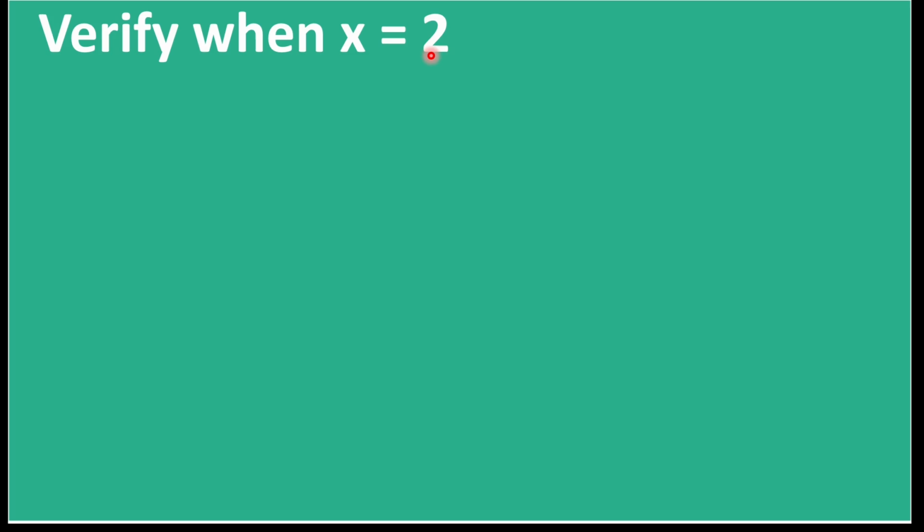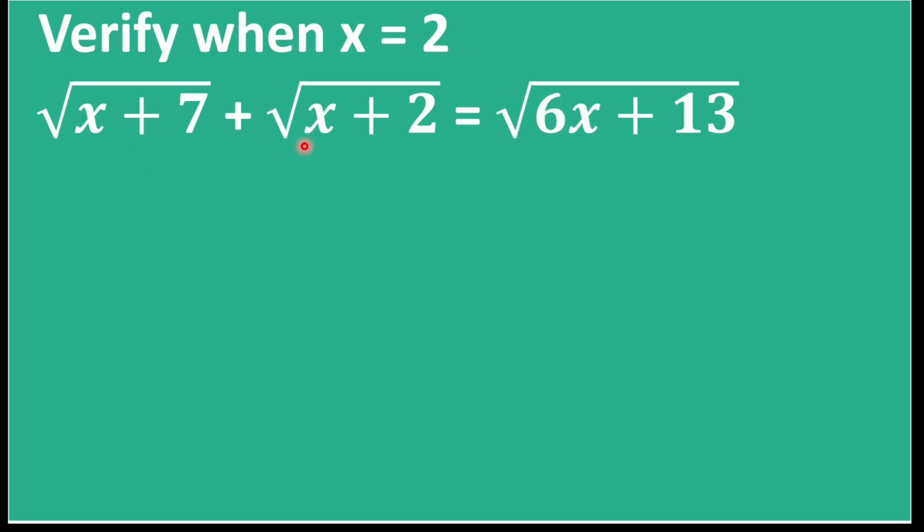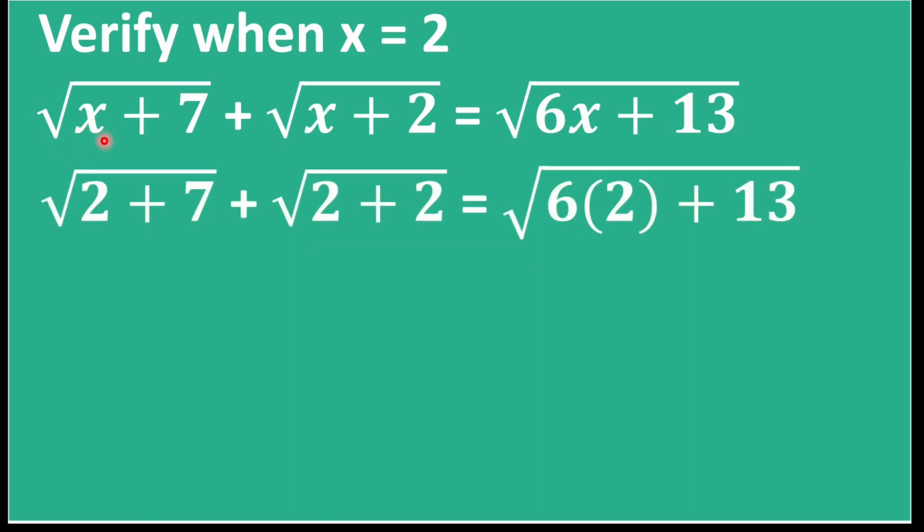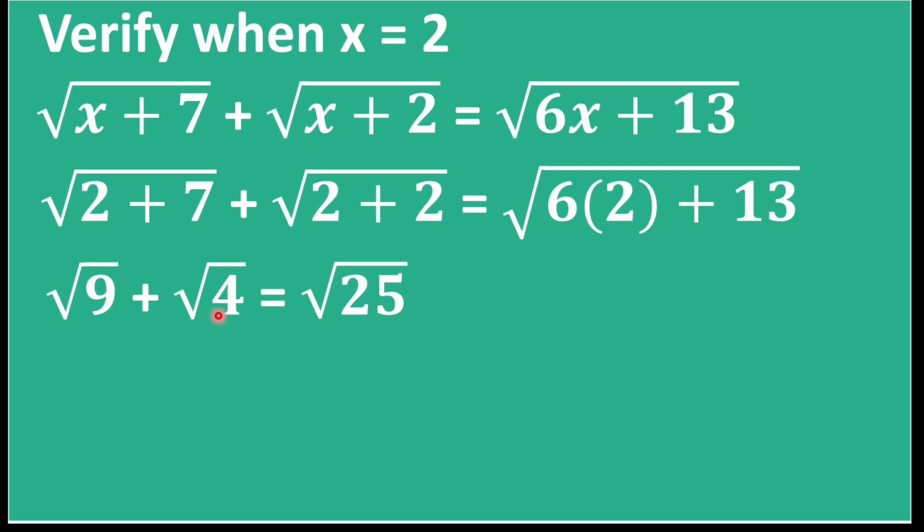So verify when x equal to 2. Let's first check it for x equal to 2. This was our given equation, so we will put 2 in place of x. This will become 2 plus 7 and 2 plus 2, and here 6 into 2 plus 13. So this will become 9, so square root of 9, and this will become 4, so square root of 4.